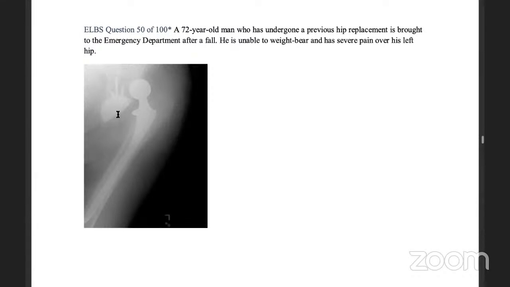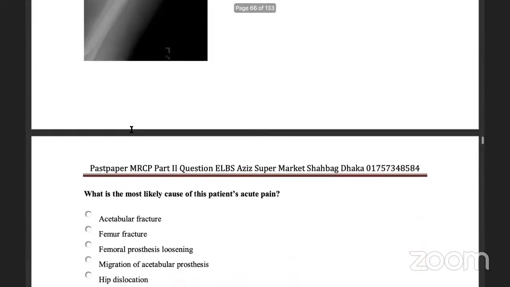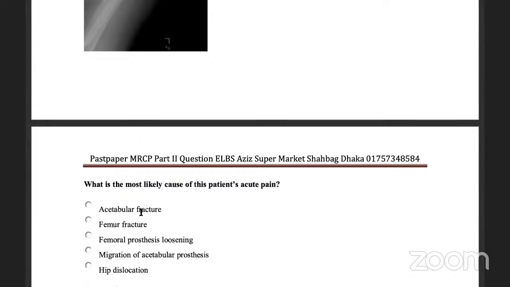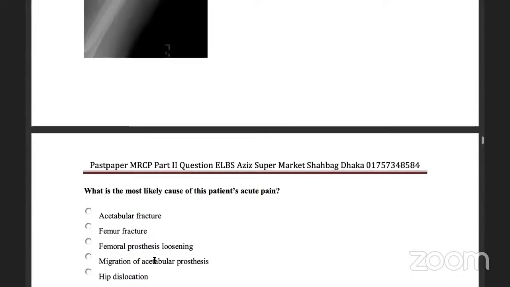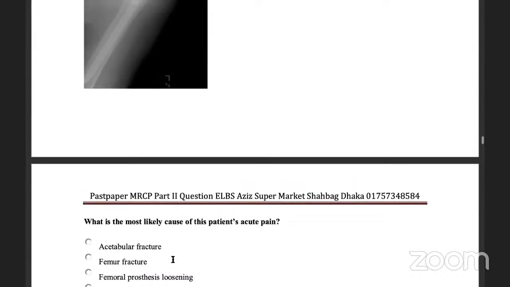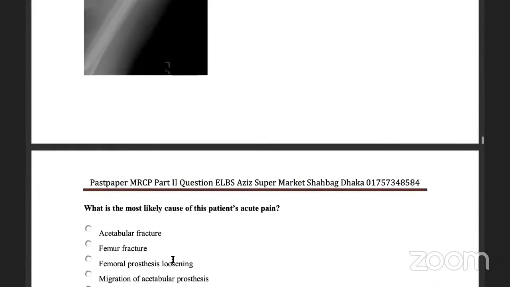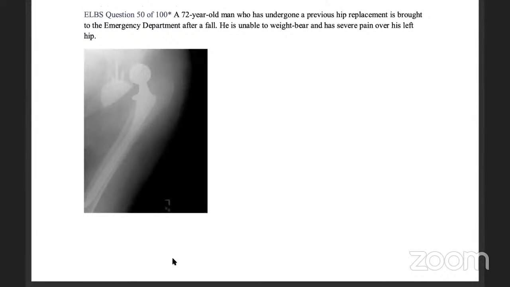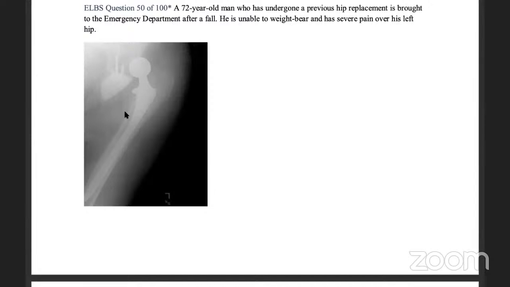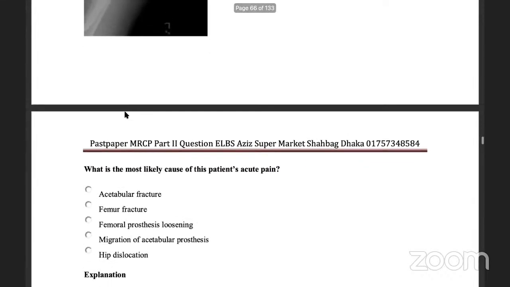Acetabular, no, this is the artificial one. Displaced. Dislocation. Fracture of femur, prosthesis loosening, migration of acetabular prosthesis. Loosening or migration? I'm not sure. Femoral prosthesis loosening. Loosening means displaced. I did it: dislocation.